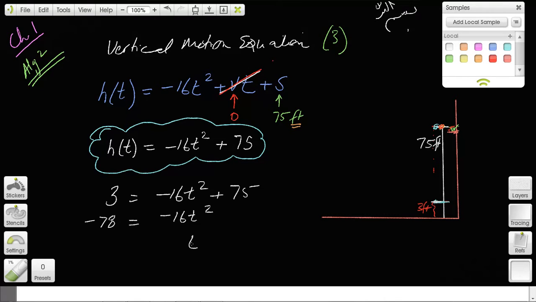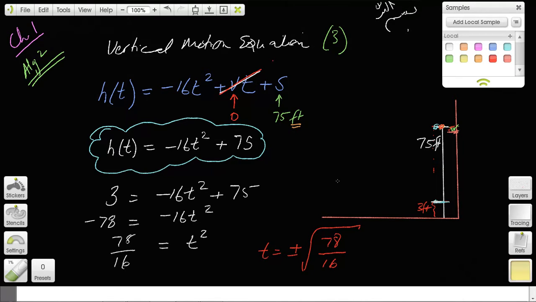And then you divide both sides by negative 16, you get 78 over 16. I hope you followed this because I'm doing a little bit of mental math here for you, okay? Now to solve this for t, you take the square root of both sides, and it's going to be the square root of 78 over 16.